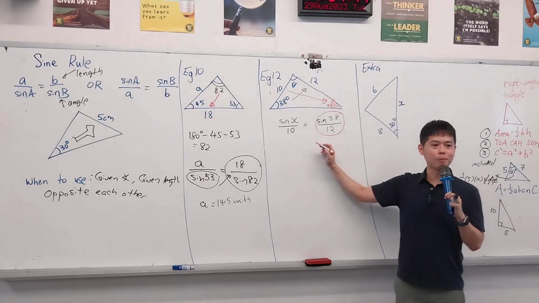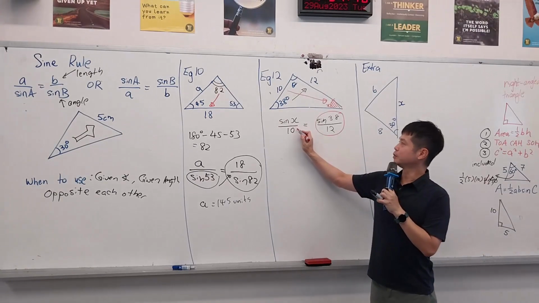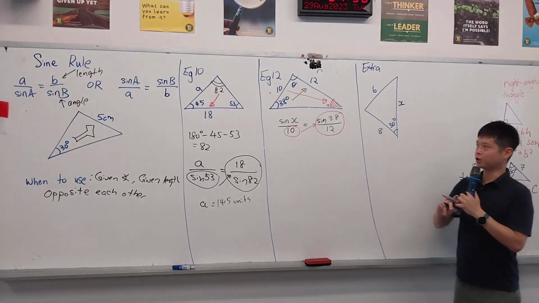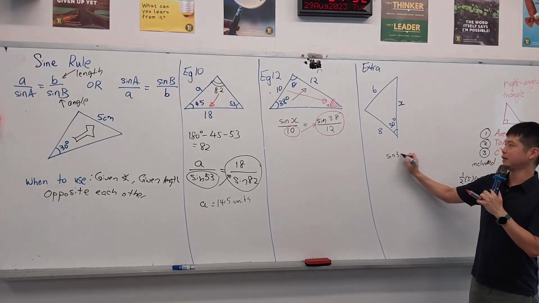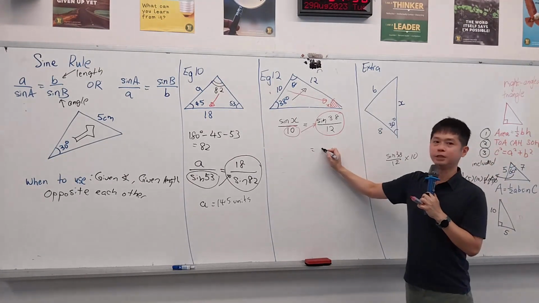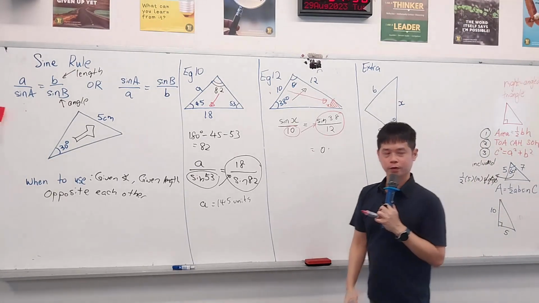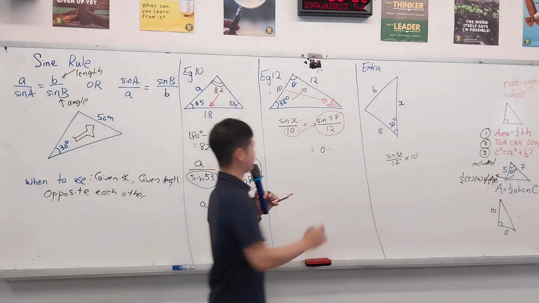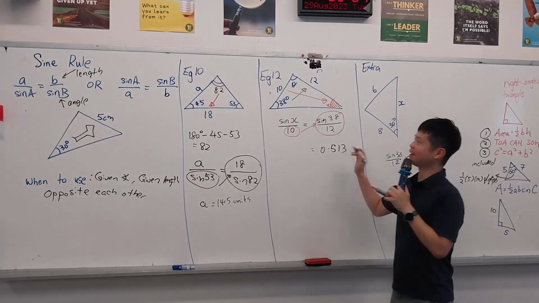One more step. Now, what do I do with the 10? You cross multiply, so you press sine 38 over 12, then you times 10, right? Your answer is 0.513, right?